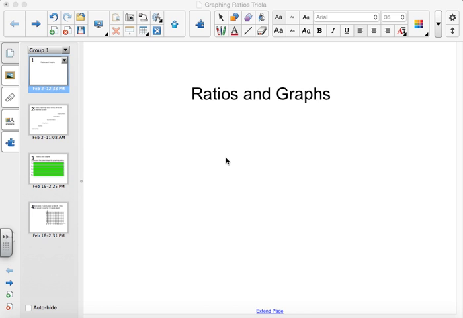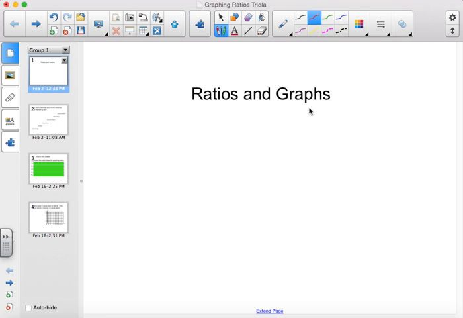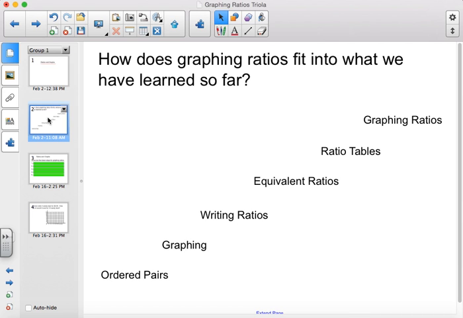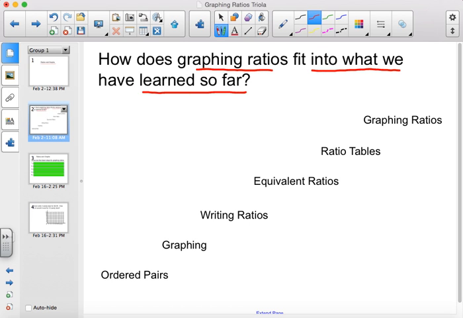Okay, kids, on this video we are going to talk about ratios and graphs, okay? Now, sometimes it's nice to see how things connect as we're learning about them. How does graphing ratios fit into what we've learned so far? Well, if you look back, we've learned about ordered pairs, and what ordered pairs are. So we learned about those.